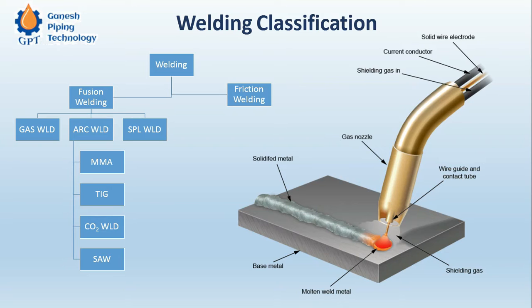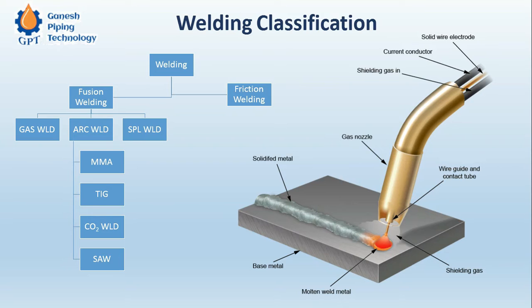We will move forward and see now fusion welding. In fusion welding, one is gas welding, which we are going to exclude because for piping and structural work we never go for gas welding as far as plant design and plant engineering are concerned. So the preferred one is arc welding. Within arc welding, we can see there are four different types. And the final one is special welding, that is chemical welding or laser welding, which we are not using for our case.